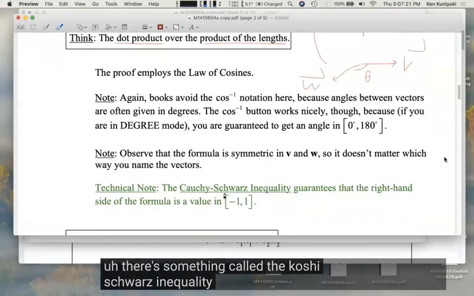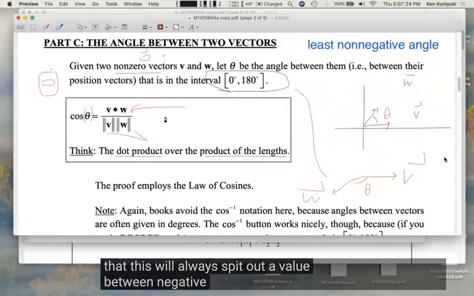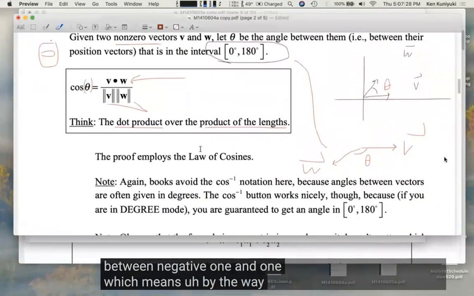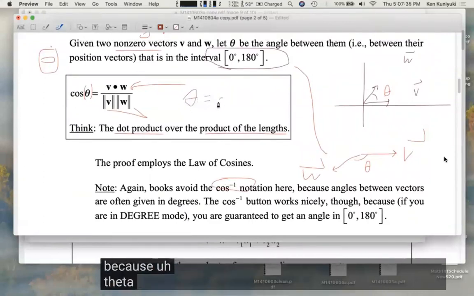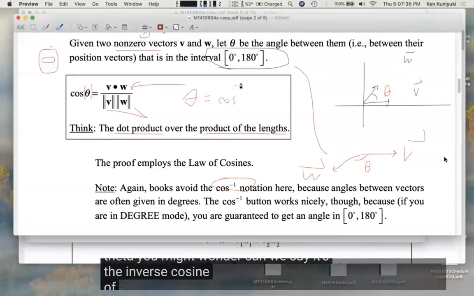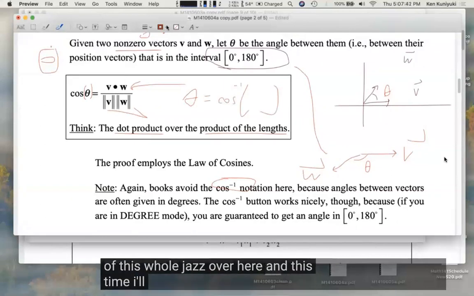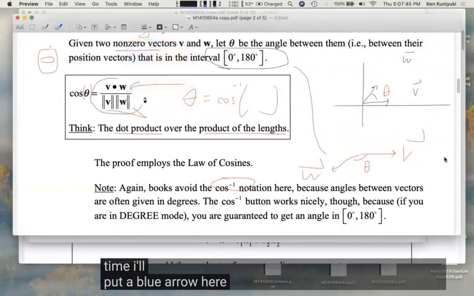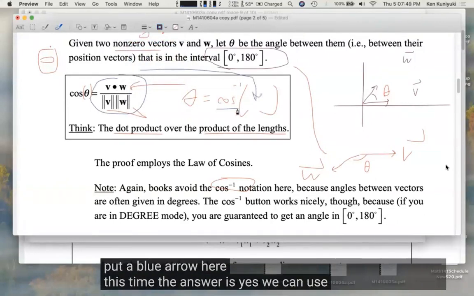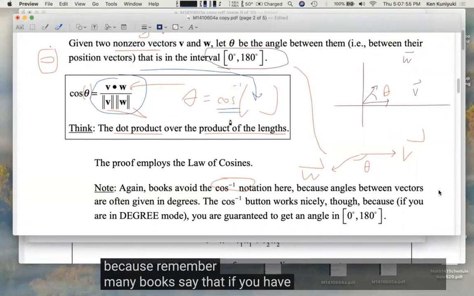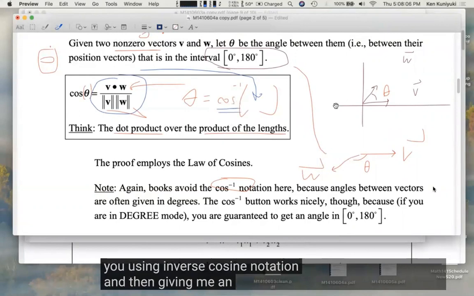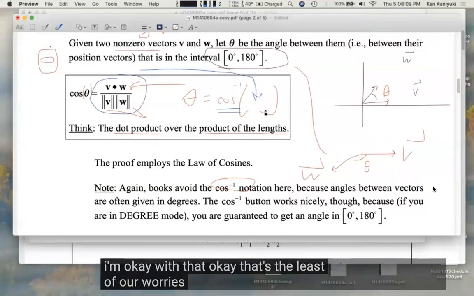There's something called the Cauchy-Schwarz inequality, which guarantees that this will always spit out a value between negative one and one. Which means, by the way, when you apply inverse cosine, because theta, you might wonder, can we say it's the inverse cosine of this whole jazz over here? And this time, the answer is yes. We can use the inverse cosine notation. Now, some books may still hesitate because many books say that if you have inverse sine, inverse cosine, inverse tangent, the result should be written in radians. I don't have that rule. I'm okay with you using inverse cosine notation and then giving me an answer in degrees. I'm okay with that.